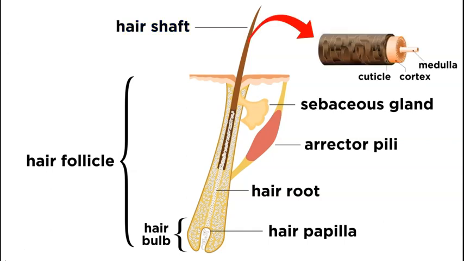The hair itself consists of 3 layers of cells. The innermost is the medulla, containing large cells and soft keratin. Next is the cortex, which is several layers of flattened cells.